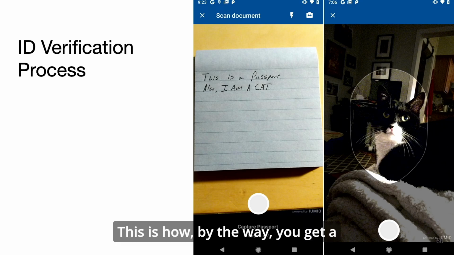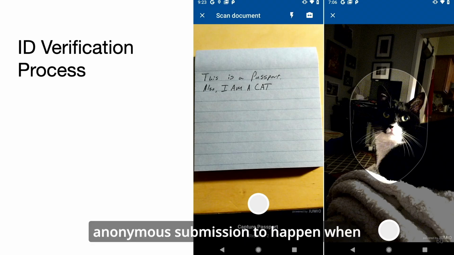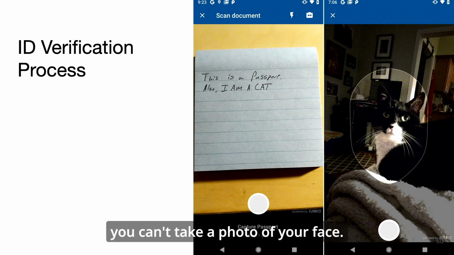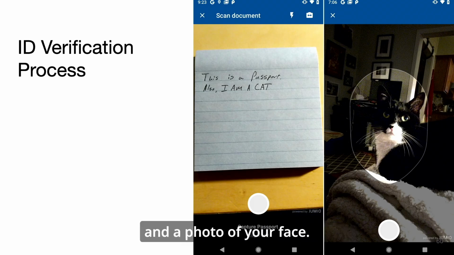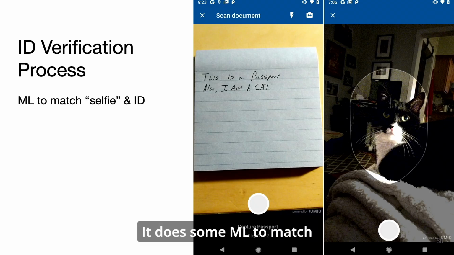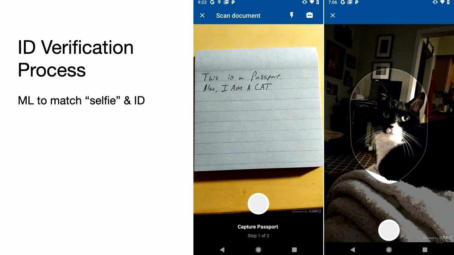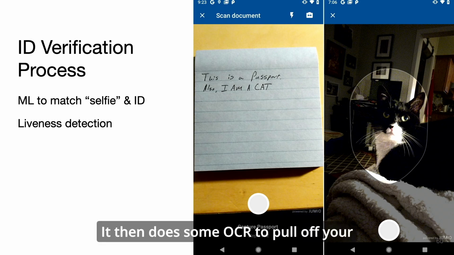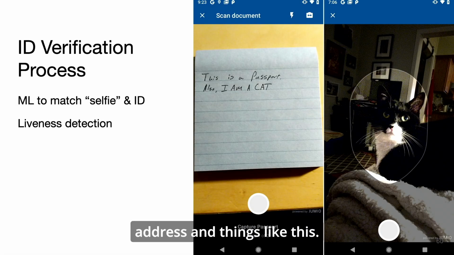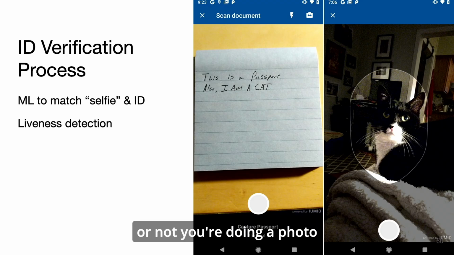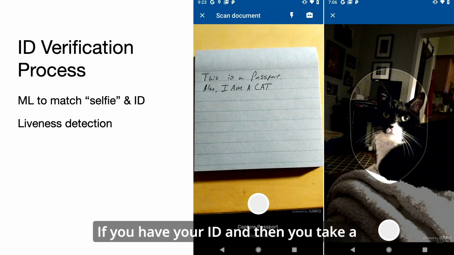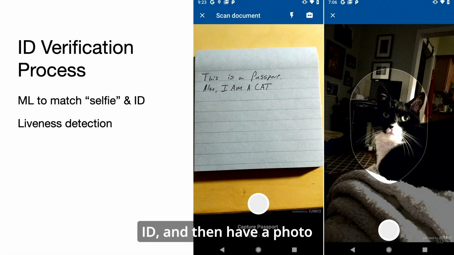This is how, by the way, you get a peer-reviewed paper anonymous submission to happen when you can't take a photo of your face. So ID verification in Votes' world works through a photo of your ID and a photo of your face. And it does some ML to match the selfie and your ID. It then does some OCR to pull off your address and things like this. It's actually quite nice. And it also does something called liveness detection to test whether or not you're doing a photo of a photo, for example. So if you steal someone's ID and have a photo of them, you can't make it work either.